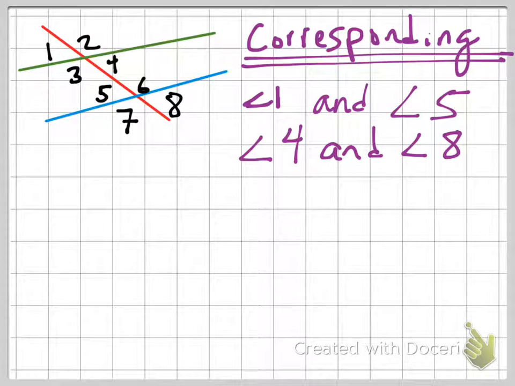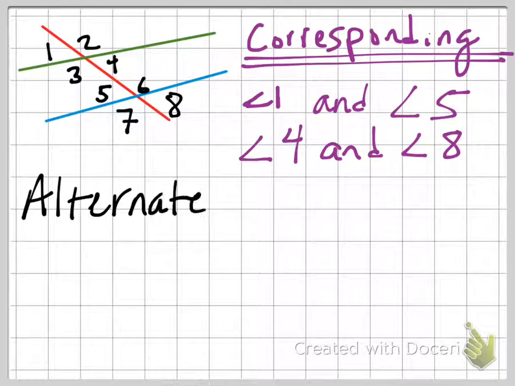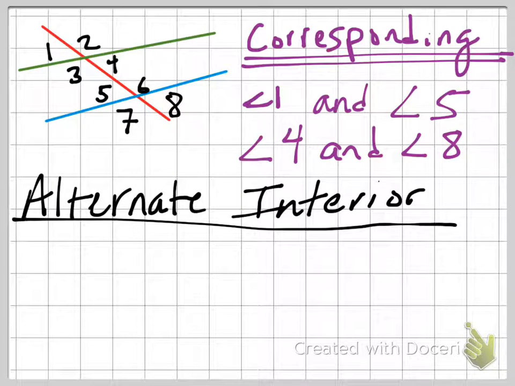Some other phrases you'll see. Alternate interior. Quite a common phrase in geometry. You may have even heard it before. Alternate interior angles. Well, if we just use a bit of common sense, interior would be the inside of these two lines. So when I'm talking about the interior, we're referring to this region right here. That's the interior of the two lines, right? So we're going to be dealing with this set right there, the interior set.